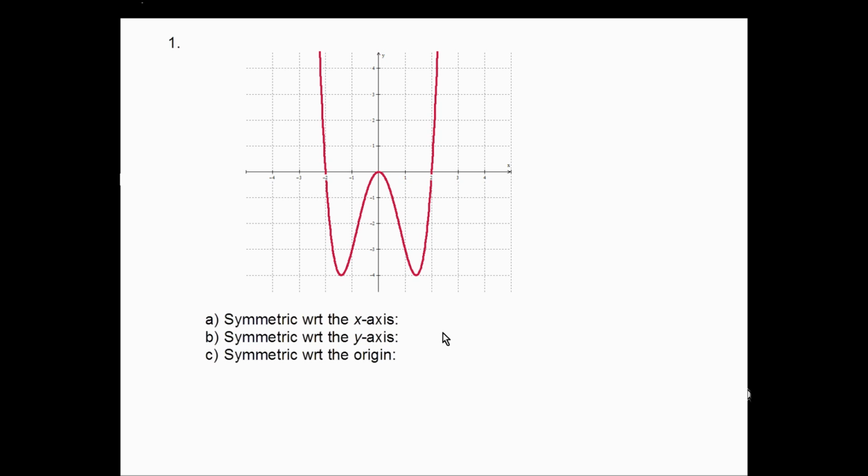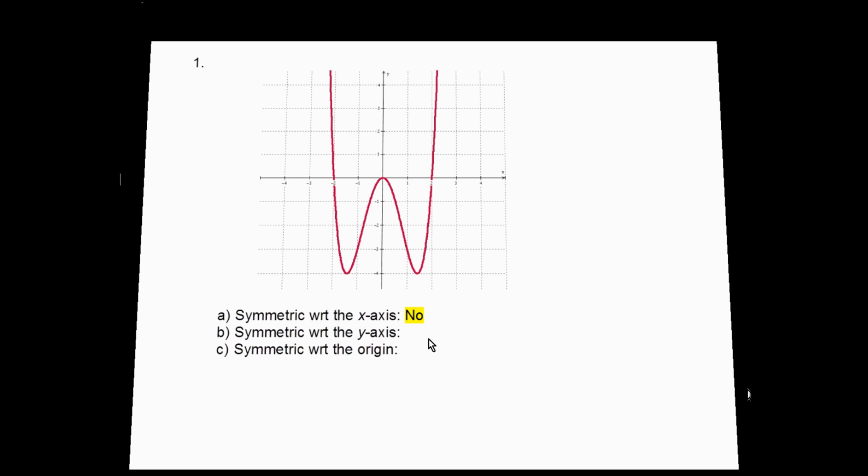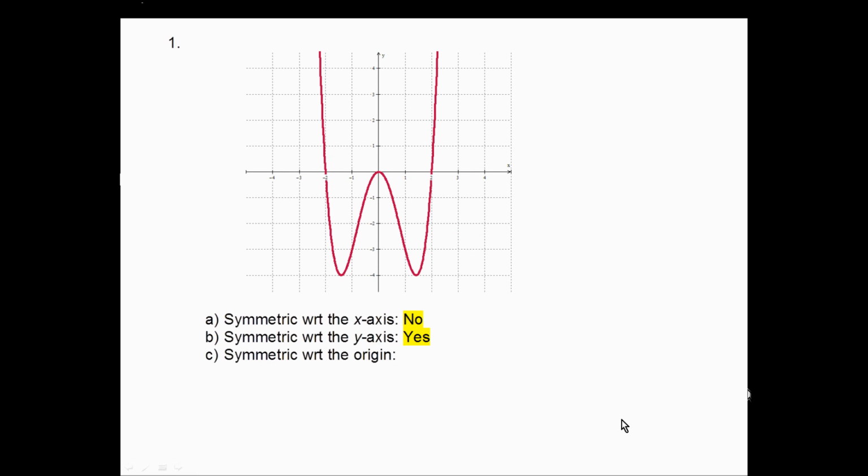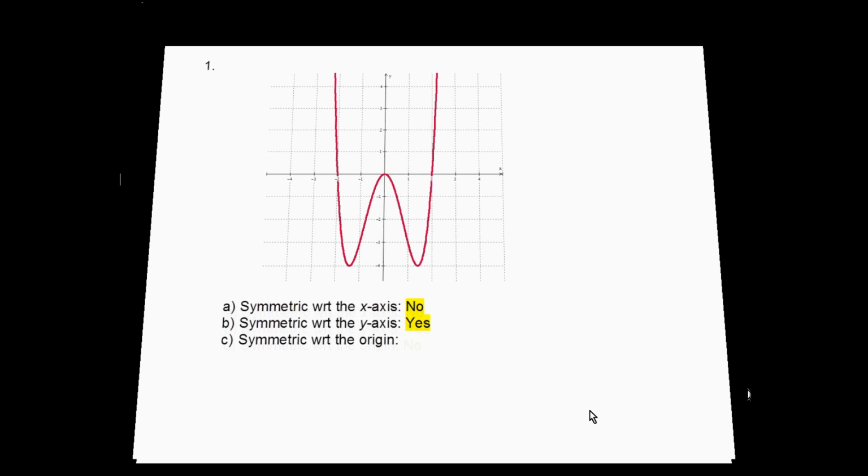So here's my first one. Okay, it looks like a W. For part A, symmetry with respect to the x-axis. If you fold it along the x-axis, will the pieces coincide? No. For symmetry with respect to the y-axis, if you fold it along the y-axis, will the pieces coincide? Will this match up with this? Yes, it will. For symmetry with respect to the origin, if you rotate it through 180 degrees, will it look the same? No. If you rotate a W through 180 degrees, it looks like an M, so you don't have any symmetry there.